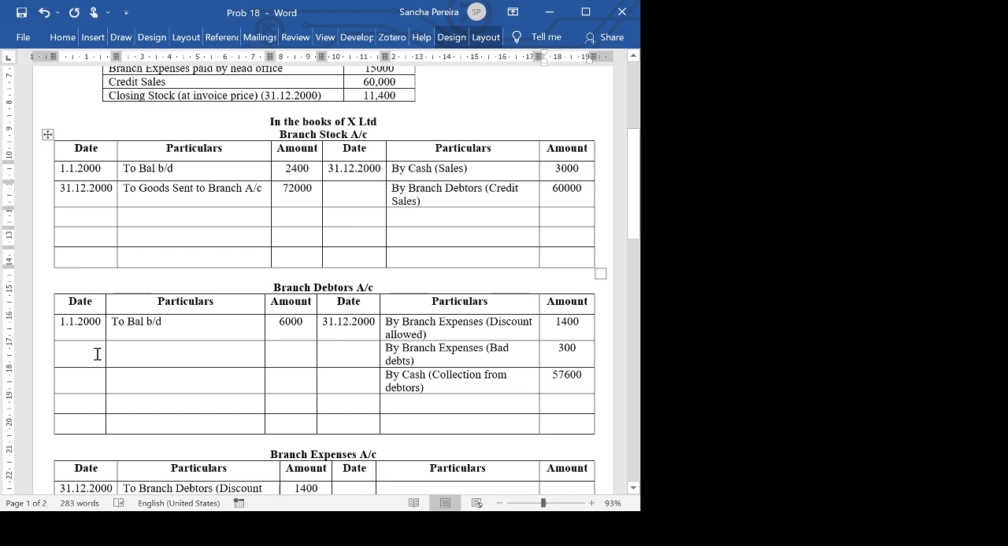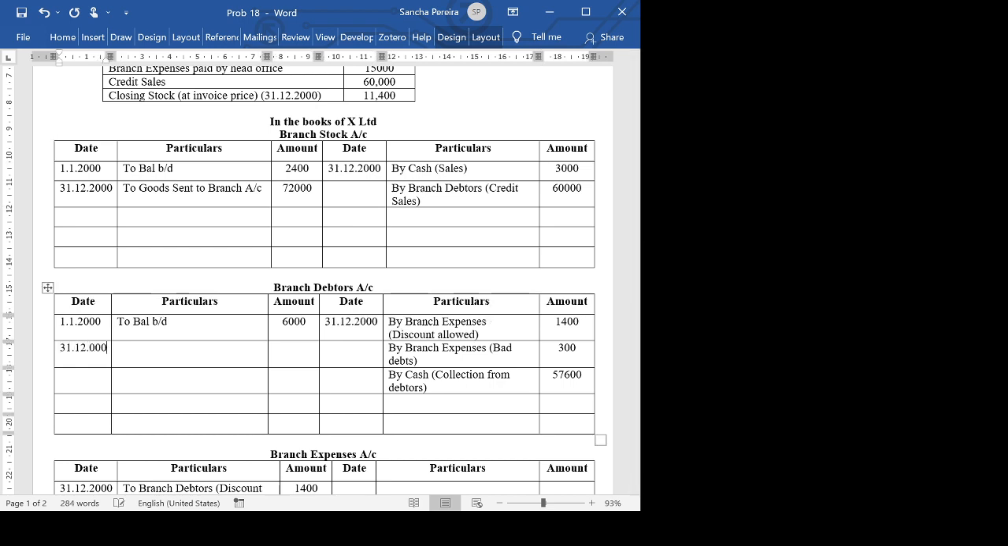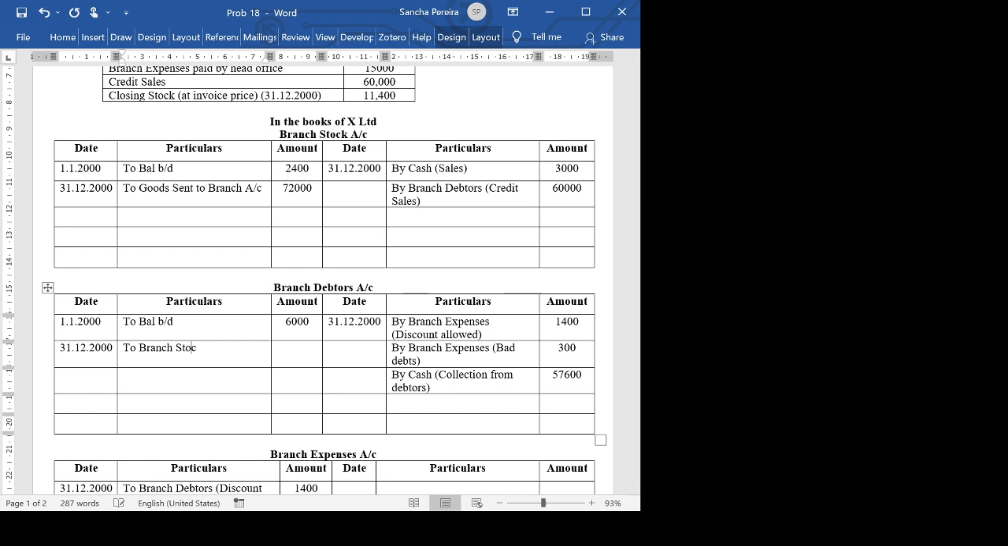And here we have 31st December 2000, to branch stock, credit sales. When you post things like this, especially across two accounts, preferably mention in the bracket what the item is. Otherwise, you won't be able to understand what the item is. So that's why you see I'm mentioning it in the bracket. Okay, so this is 60,000.